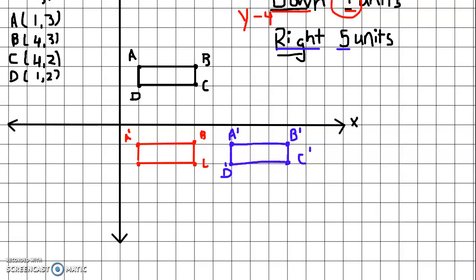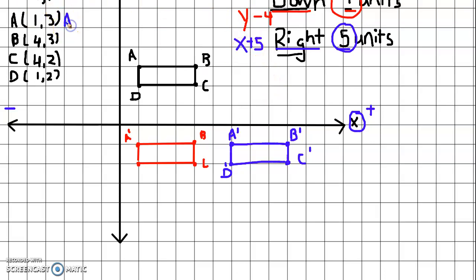And then when we move right, what goes left and right on the coordinate plane? That's the x-axis. So we say x. And if we go right on a number line, then we know that we are adding. If we were going left, we would be subtracting. So we're going to add 5 units. So this is our rule. And then we can actually go back and check it. We can take our x and our y coordinates and say, hey, are we subtracting 4 from the y coordinate and are we adding 5 to the x coordinate?